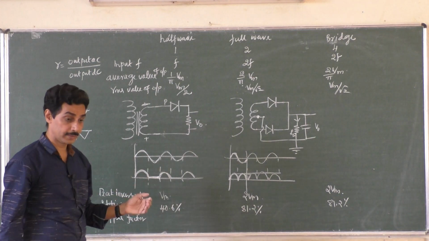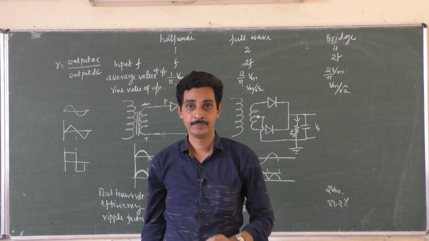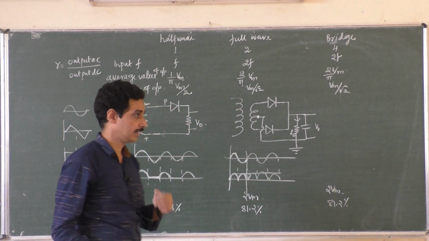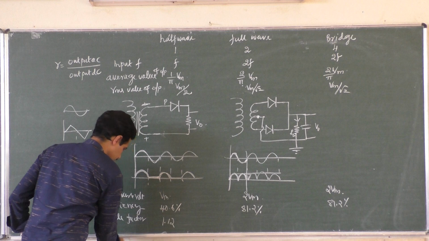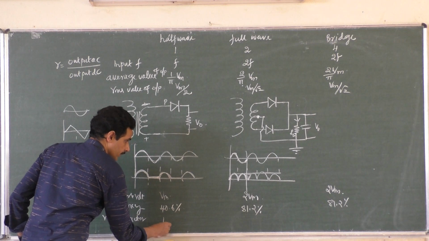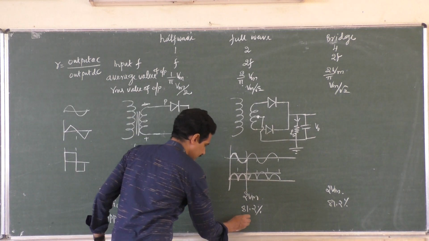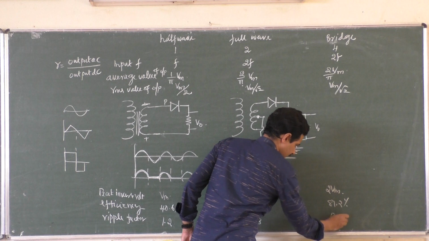The more the ripple factor, the poorer the rectifier will be. So what is the ripple factor here? Here it is 1.2 something, and here it is 0.48, the lesser one. Just the values, and that is enough.